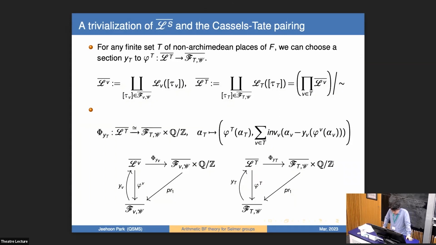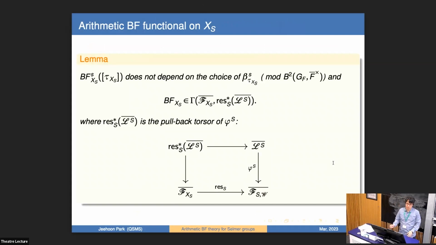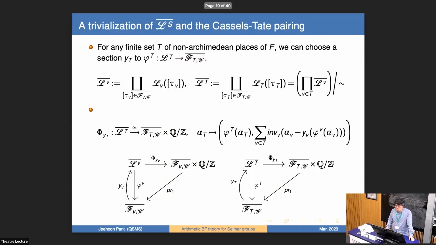Okay, now, how can I relate this to the Cassels-Tate pairing? Cassels-Tate pairing is a number, right? But in here, the arithmetic BF function is not a number. It's actually in the fiber of the line bundle. But in fact, this line bundle is trivial, over a discrete space. So once you choose a section, then using that section, we can make the trivialization explicit, and then this arithmetic BF functional will be a number. Right? So I'll do that.